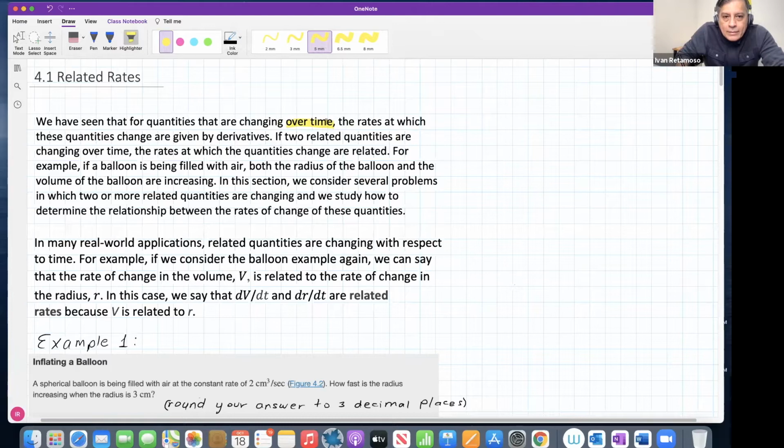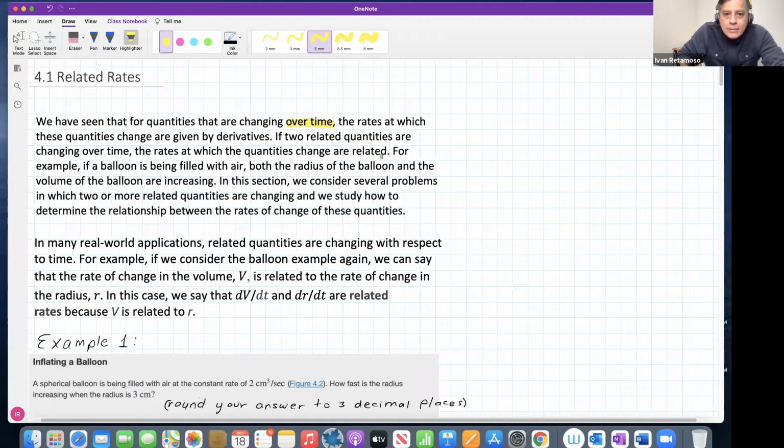And I'm going to tell you this straight, guys. All the changes of the quantities for this related rates section will be over time. To put it simply, all the derivatives that we're going to take will be derivatives with respect to time. Now, if two related quantities are changing over time, then the rates at which the quantities change, meaning the derivatives, are also related, right? Somehow they should be related.